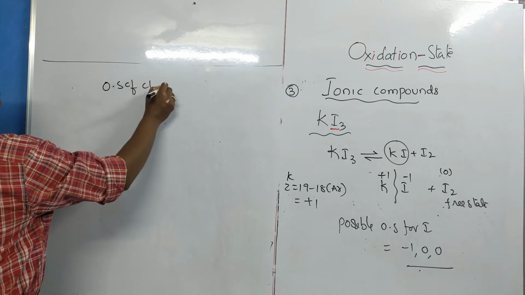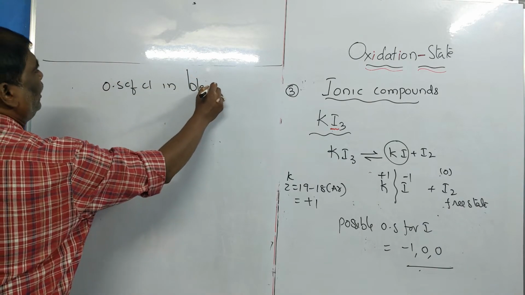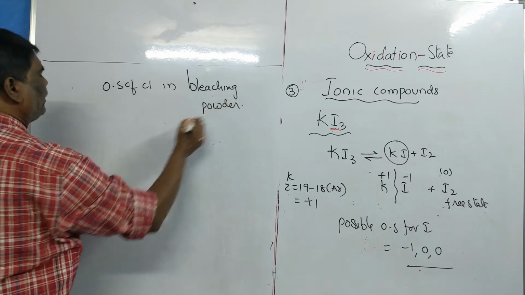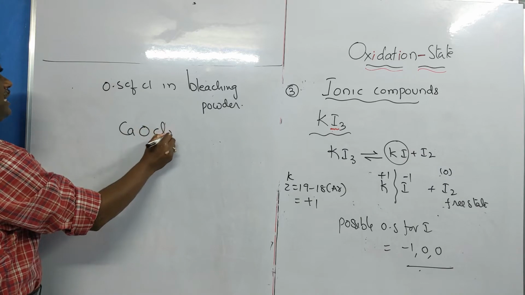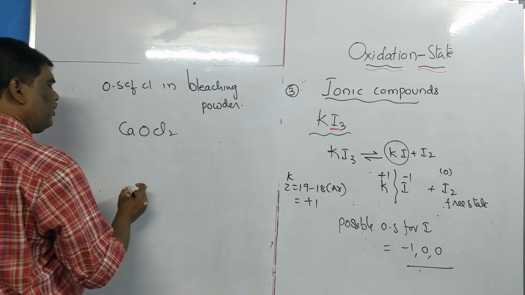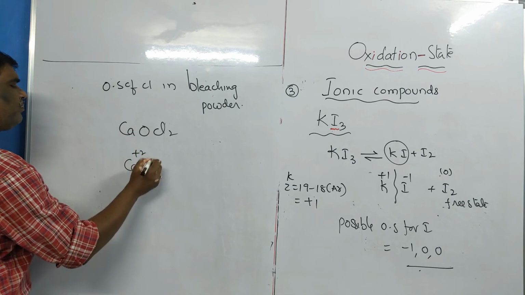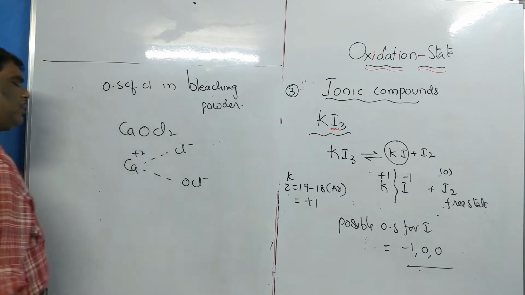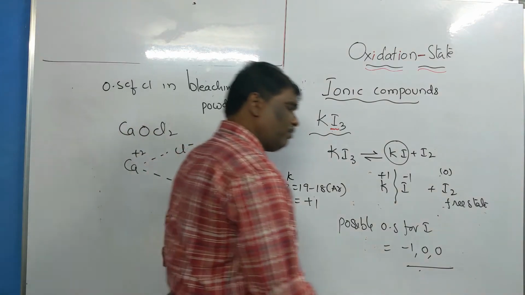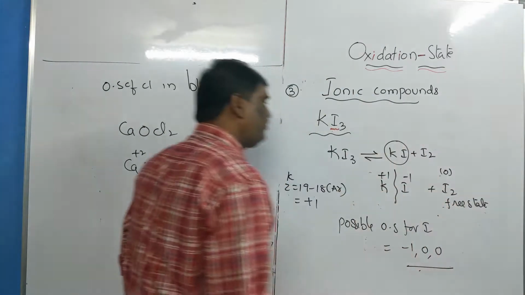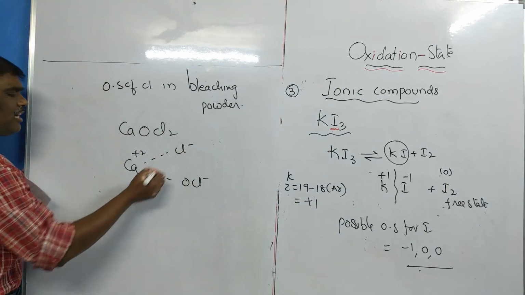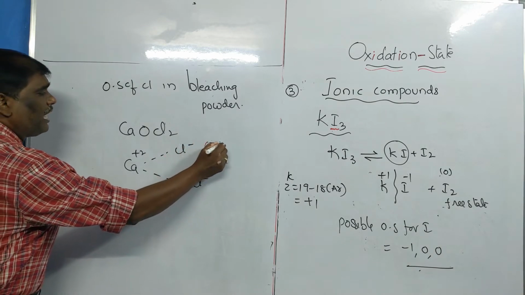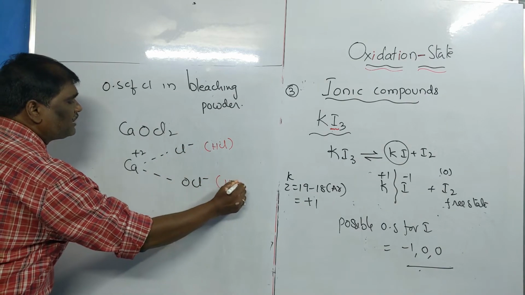the oxidation state of chlorine in bleaching powder. Now the bleaching powder formula is CaOCl2. It is split into calcium +2, and it has Cl minus and OCl minus. Now you remember bleaching powder is the salt of two acids. It is a salt of HCl acid and a salt of HOCl acid.